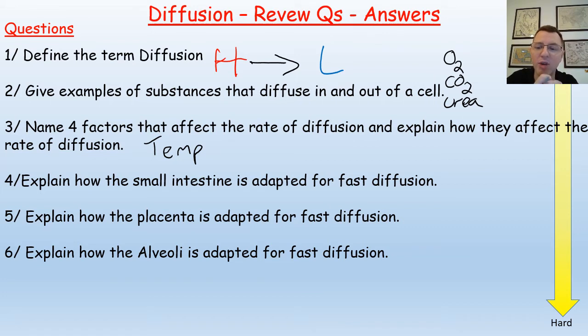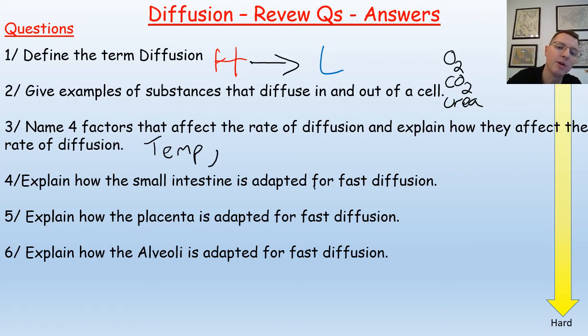It always starts with "as the." And if you can remember this sentence, anytime you're trying to describe a graph or describe what happens when we're looking at different factors affecting something, then you should do very well with those questions. As the temperature increases, the rate of diffusion increases.